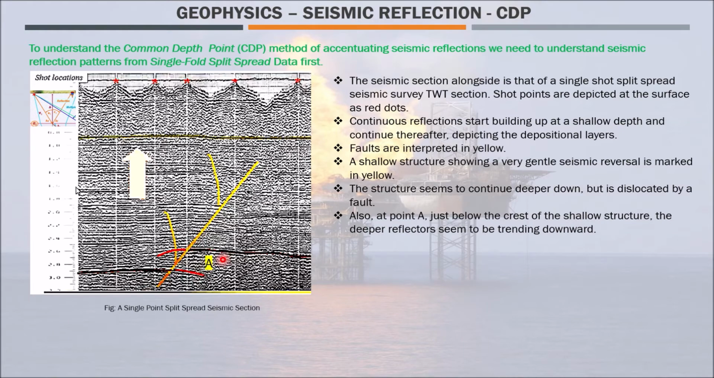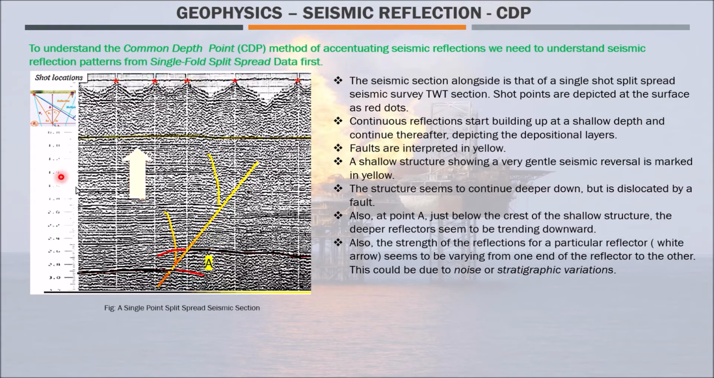At point A, just below the crest of the shallow structure, the deeper reflectors seem to be going downward. Also, if we track some reflectors like this one, we see that for a particular reflector, its strength seems to be varying from one end to the other end. This could be due to noise or due to stratigraphic variations.